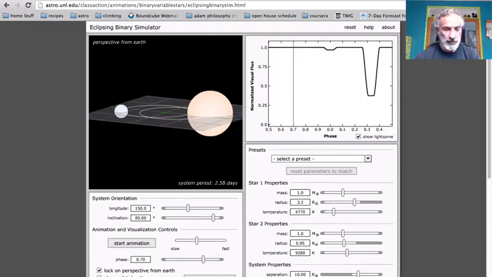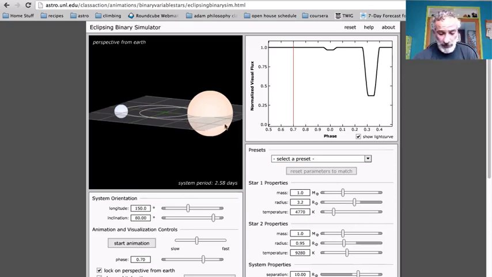Eclipsing binaries are a rich source of information, and this simulator really allows you to play with them. So we see here on the left the perspective from Earth on a binary system of my choice. Note that this is not a perfect eclipse. There's a little bit of inclination of the orbit. That's because if I set the inclination to 0, we wouldn't quite be able to see what's going on.